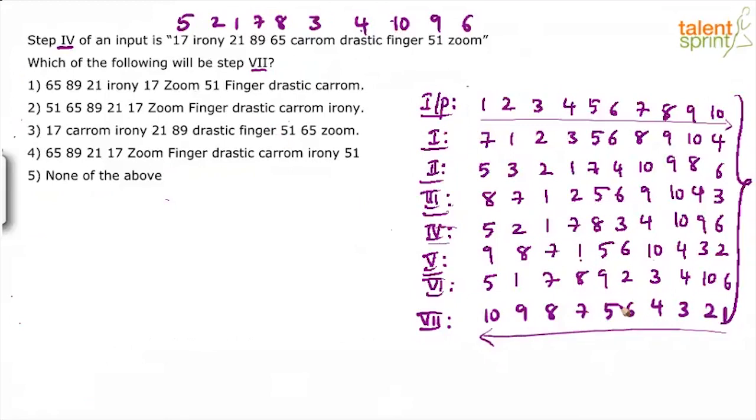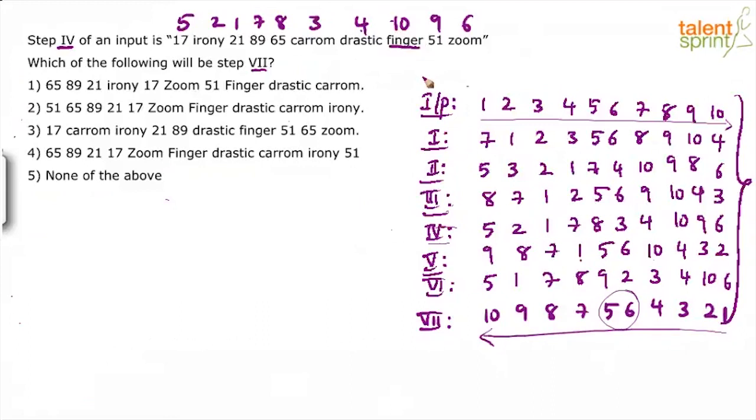So step 7 will be 10, 9, 8, 7, 5, 6. I said it's not reverse actually. It's not properly reverse, sorry. It is 10, 9, 8, 7, 5, 6, not 6, 5. Yeah, except the middle two, it is like reverse order, right? 10, 9, 8, 7. Forget about these two, 4, 3, 2, 1.